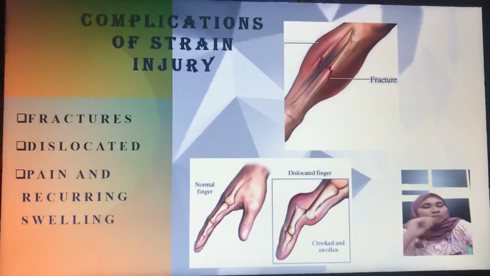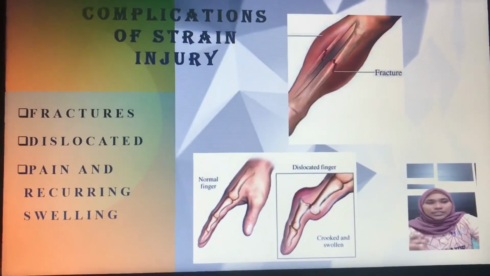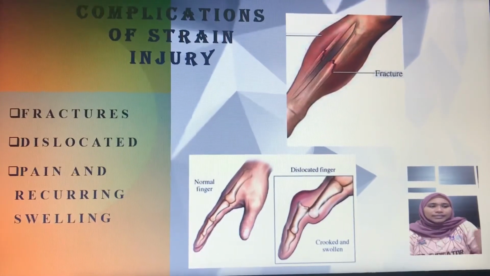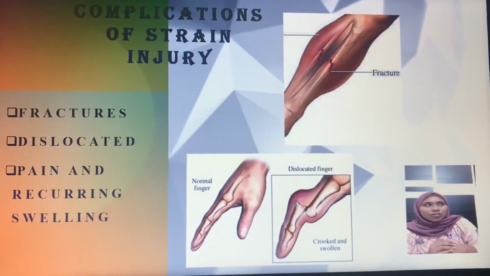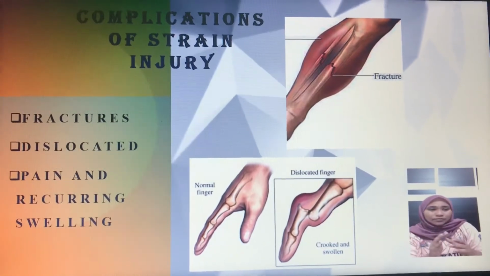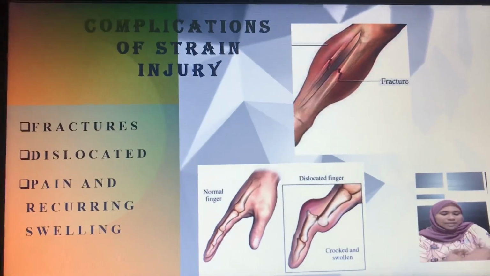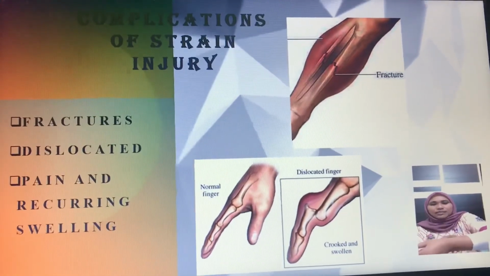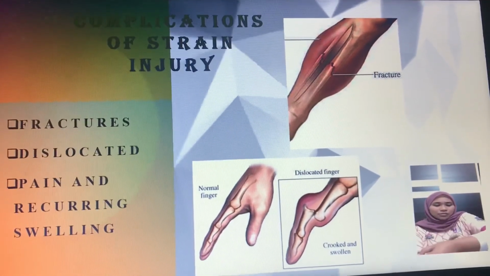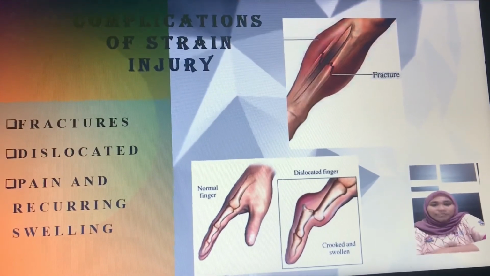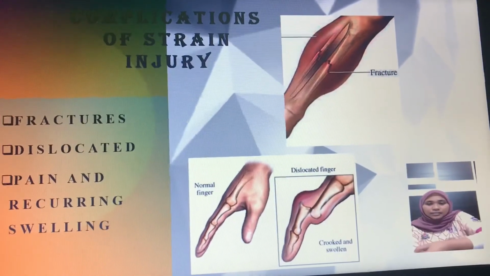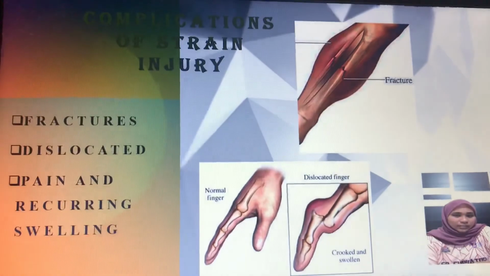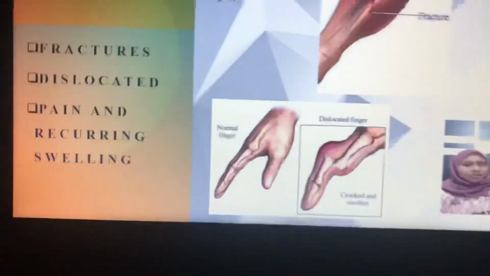Okay, next is complications of strain injury. Okay, first is fractures. If you have a strain with a lot of bruising or swelling, it may indicate that the bone is fractured. Other signs that the bone is fractured can be found when there are lumps and bumps, where they're usually not there. For example, this is my bone and there are certain lumps or bumps. So I will conclude that this is suspected to be a fracture. My bone is fractured because this area usually does not have lumps or bumps. So it can be fractured.